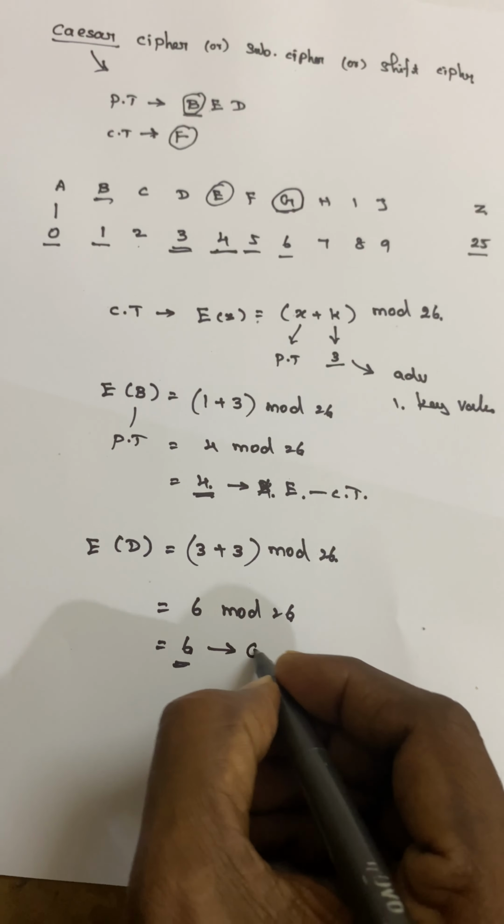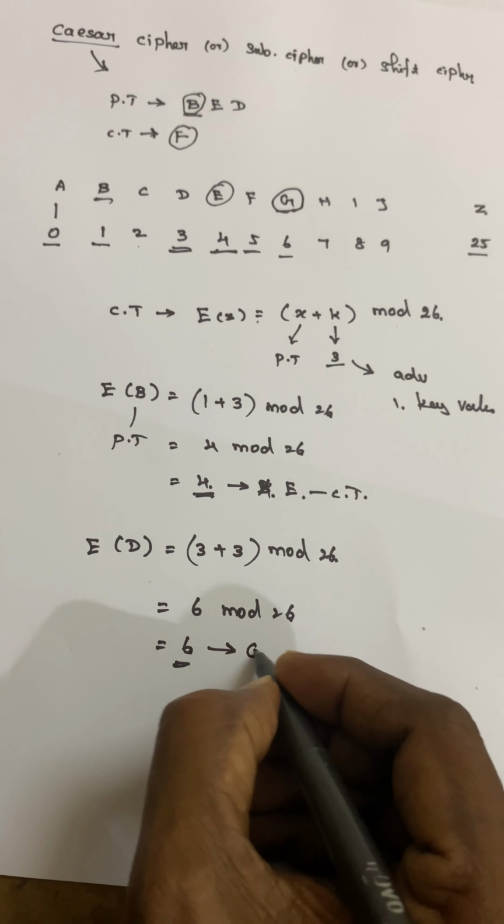So with this method we convert plain text to ciphertext. This method is encryption, and the reverse order we can also perform. That method is called decryption. For this we have a formula. This is our formula for doing encryption. For doing decryption we have the formula x minus k mod 26. This is the reverse process we have over here.